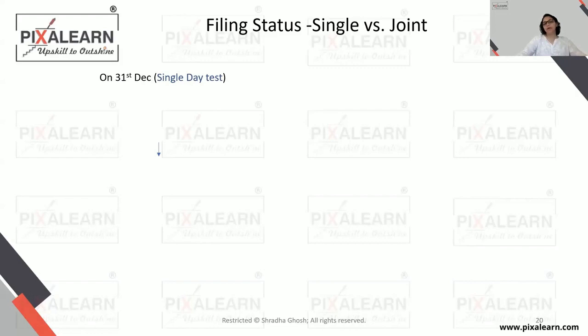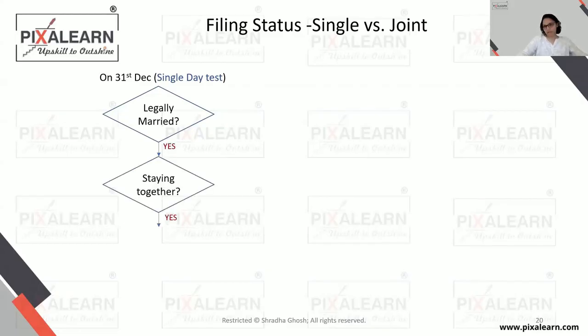It doesn't matter. On 31st of December, when the clock strikes 12, on legal paper, are you married? If yes, you will get to file a married filing jointly return. So on the last day of the year, are you legally married? If yes, if you're staying with your spouse, and whether you're alive or dead for the whole year. I'll tell you why this is relevant. Just hang on for a moment. Sounds very creepy at this point of time, but it doesn't matter whether that person is dead or alive.